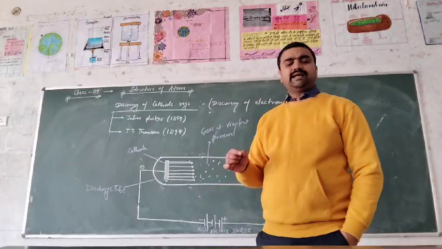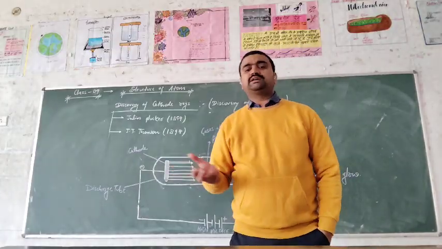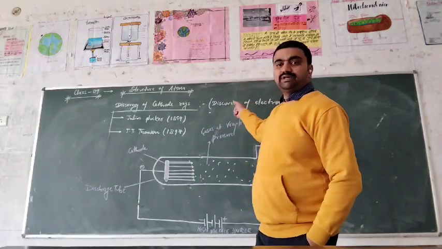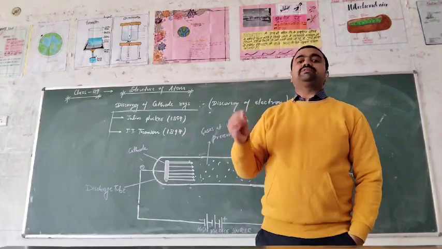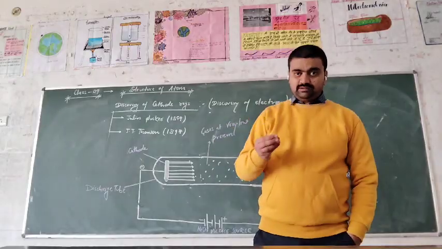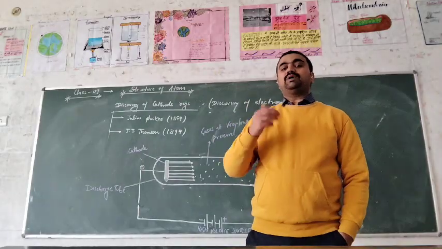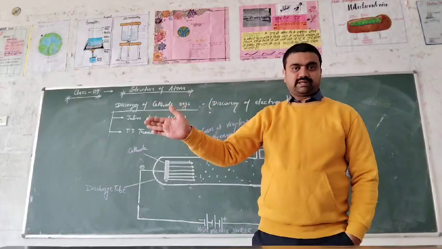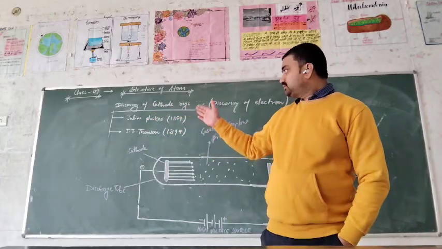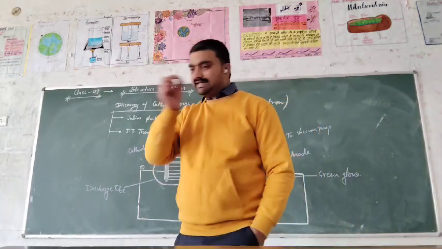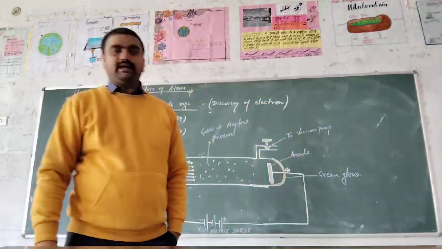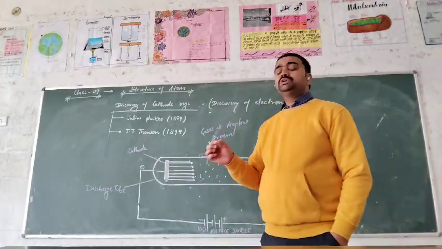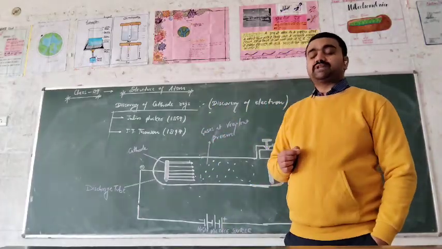Now another question arises: why do we have to start with the discovery of cathode rays? Although we know that it will lead towards the discovery of the electron, what are the reasons behind the discovery of cathode rays? Clear? The scientist Michael Faraday, in 1833, successfully passed the electric current through the aqueous solution of a substance.